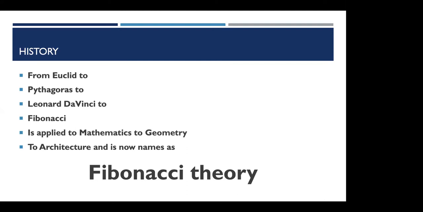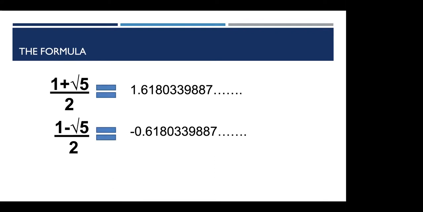And then it eventually went to Fibonacci, who came up with all the examples and the theory and all the mathematical equations. Hence, it is named after Fibonacci, called Fibonacci theory. It applied to mathematics, to geometry, to architecture. And the equation is 1 plus square root of 5 divided by 2 is equal to 1.6180, and so on, unending. And you can also do the other way around, and this is the answer that I give.